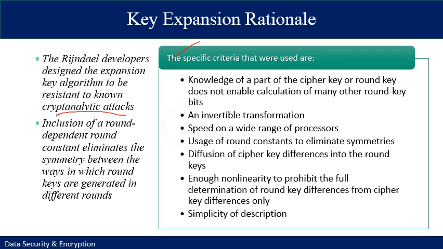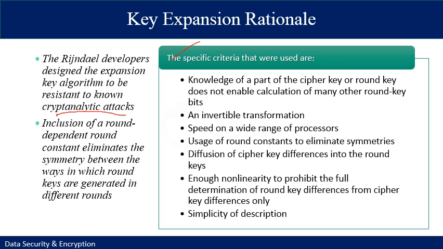Then there is a diffusion of cipher key differences into the round keys, that is, each key bit affects many round key bits, which we will see shortly, and enough non-linearity to prevent the full determination of round key differences from the cipher key differences only. And there is simplicity of the description of the expansion algorithm, and it is very useful.